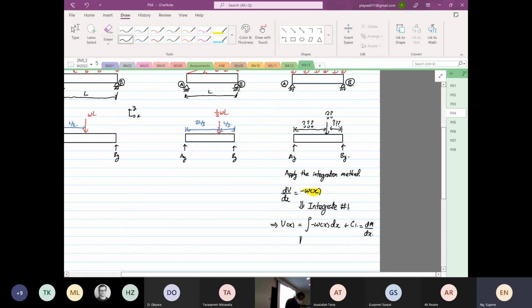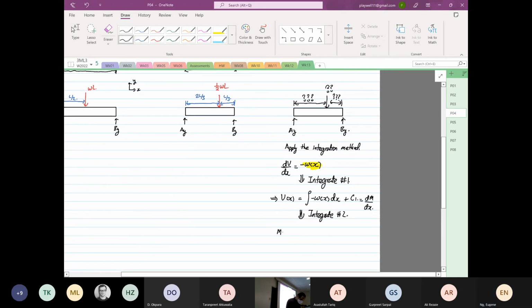Then you integrate again. You have M as a function of x. You integrate twice. Now you get your moment. So this is your shear force equation, and this is your bending moment equation.